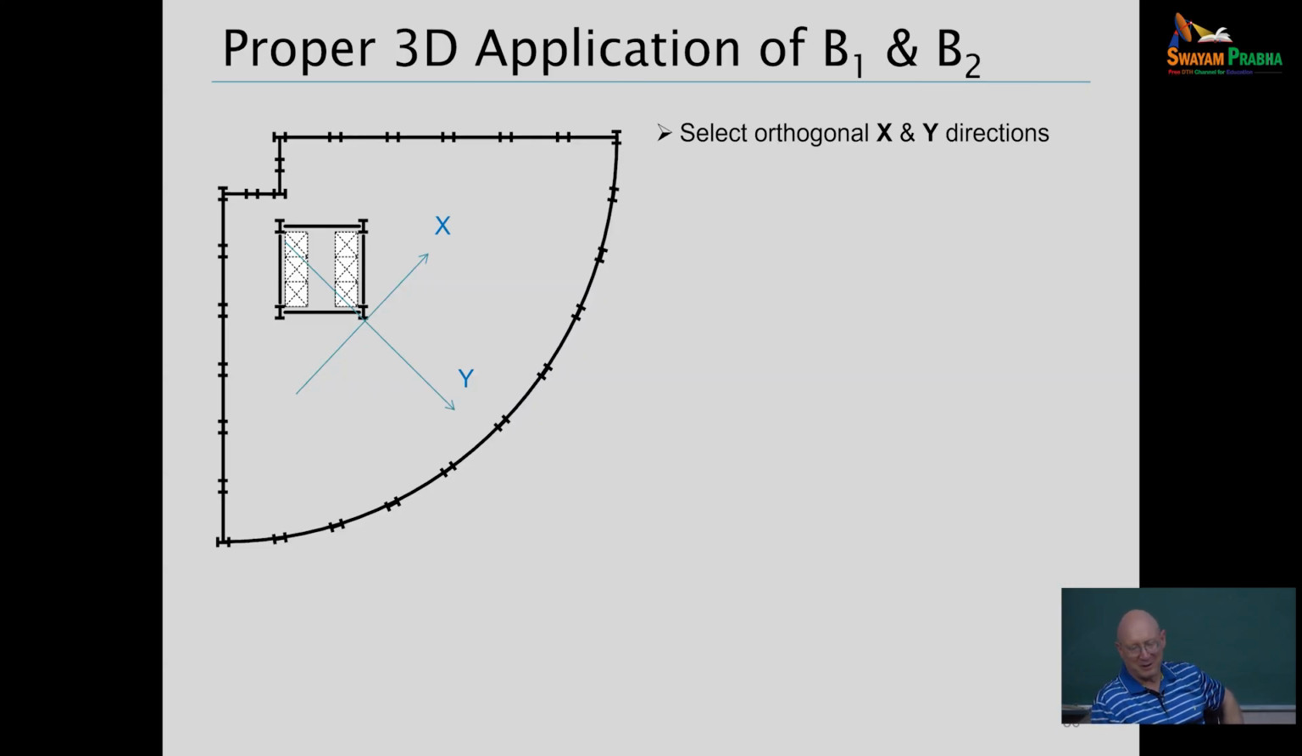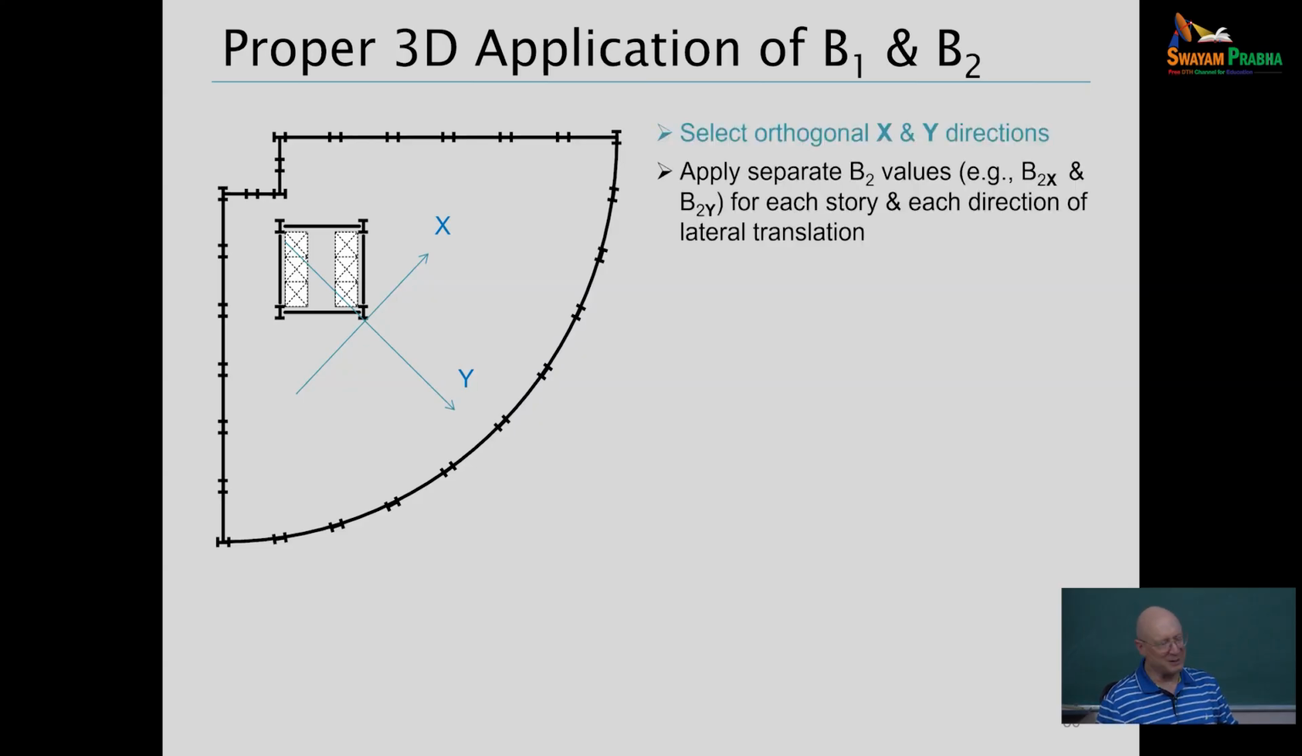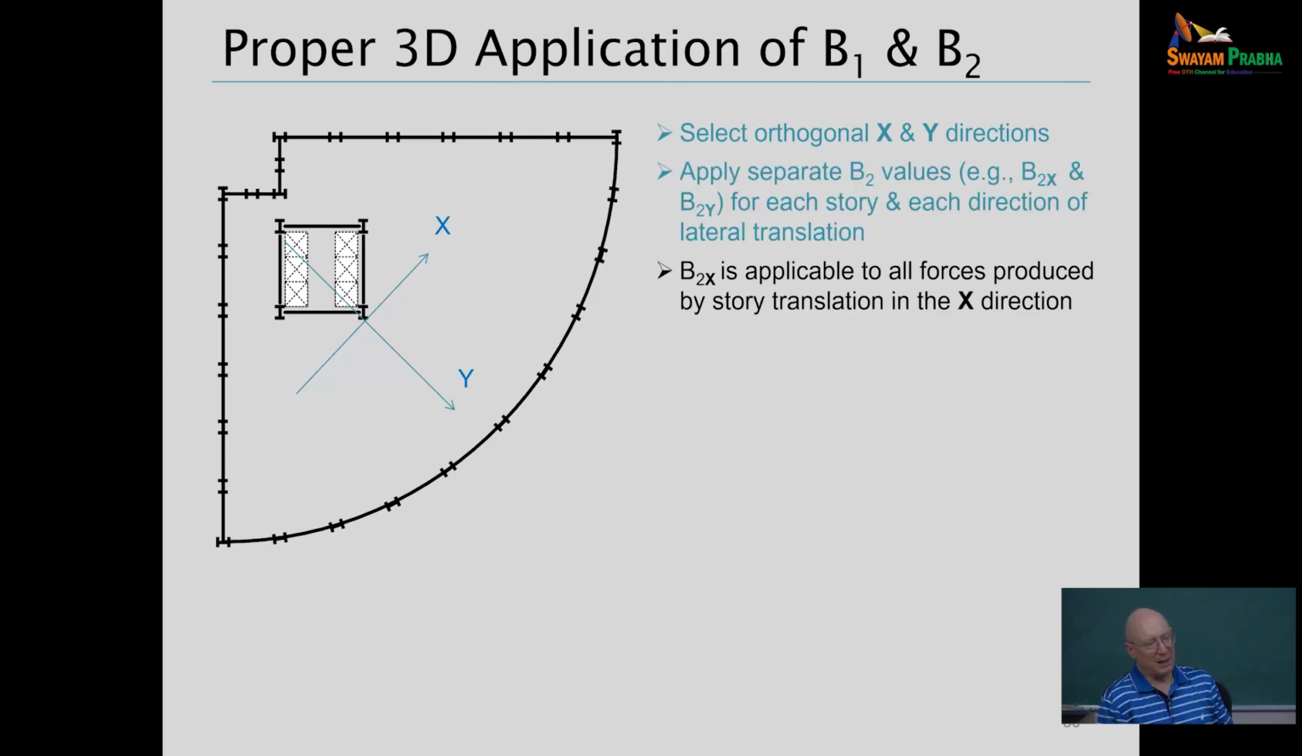you generally have to select some orthogonal X and Y directions. So you'll see a frame here where maybe the principal axes of the structure aren't so nicely aligned with the orientations of the columns. So we've got an X and a Y. Then we're going to do our calculations. We need separate B2 values. We need a B2 for side sway displacements in the X. We need a separate B2 for side sway displacements in the Y. And they depend on the total vertical load, but they also depend on the side sway stiffness in those two directions. And so then how do we apply it?